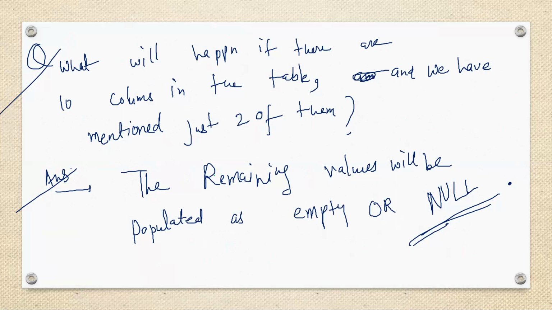What happened is there are 10 columns in the table and we have mentioned just 2 of them. There are 10 columns. So let me also write an example over here.